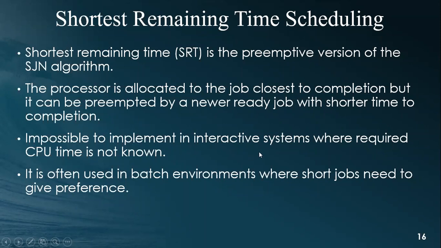It is impossible to implement in an interactive system where required CPU time is not known. Again, the same problem: we have to know how long each process will take. To put it in perspective, whenever you try to download something, we can see exactly how much time is remaining. But whenever you are using Facebook, the operating system doesn't know how much time you will use it. So some of the processes are not actually known, and it is often used in batch environments where short jobs need to be given preference.